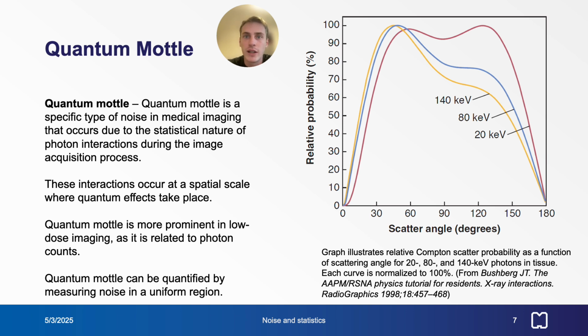You can see on the graph here that interactions of photons with tissue are probabilistic events that depend on energy as well as the scattering angle.